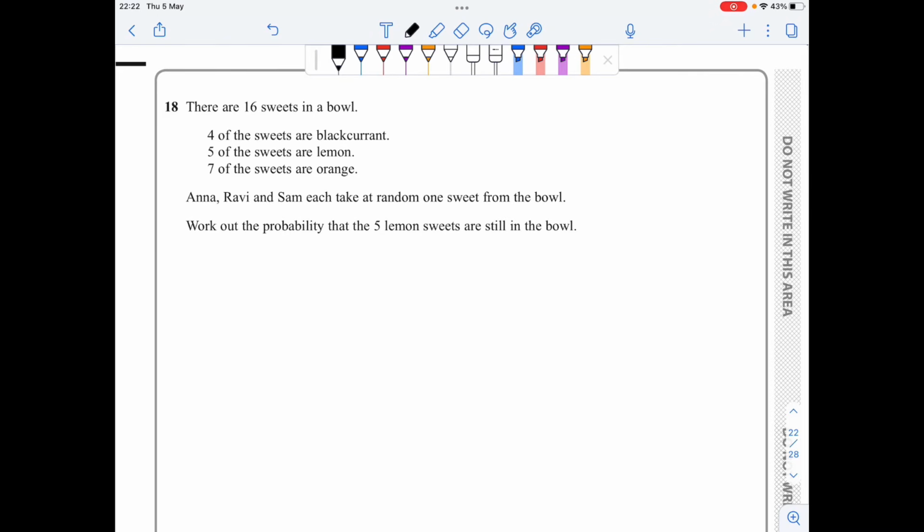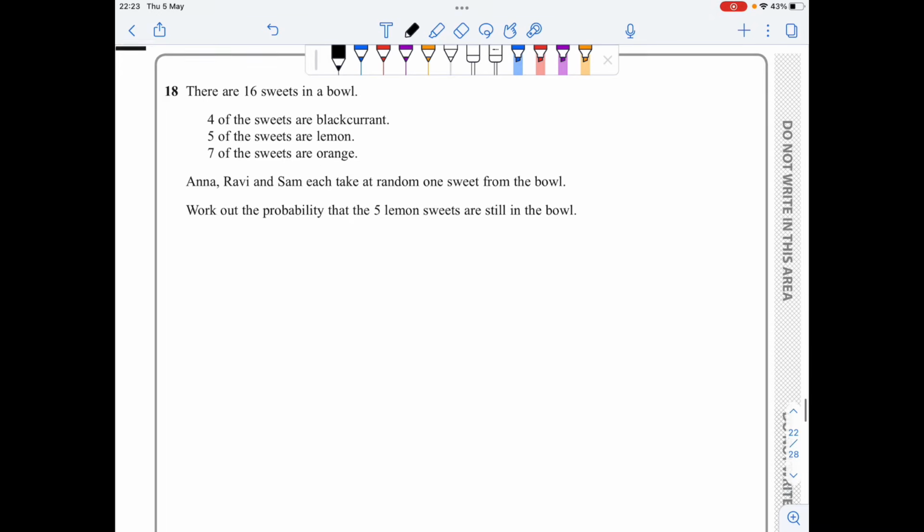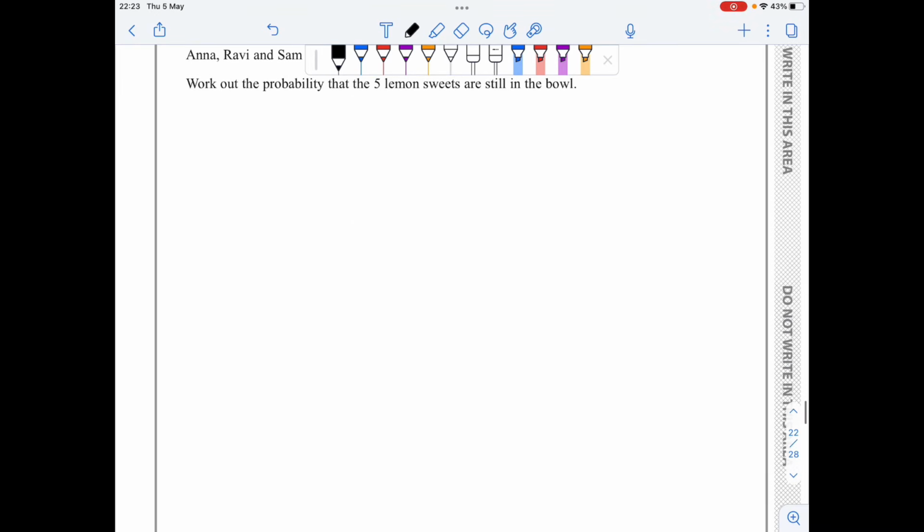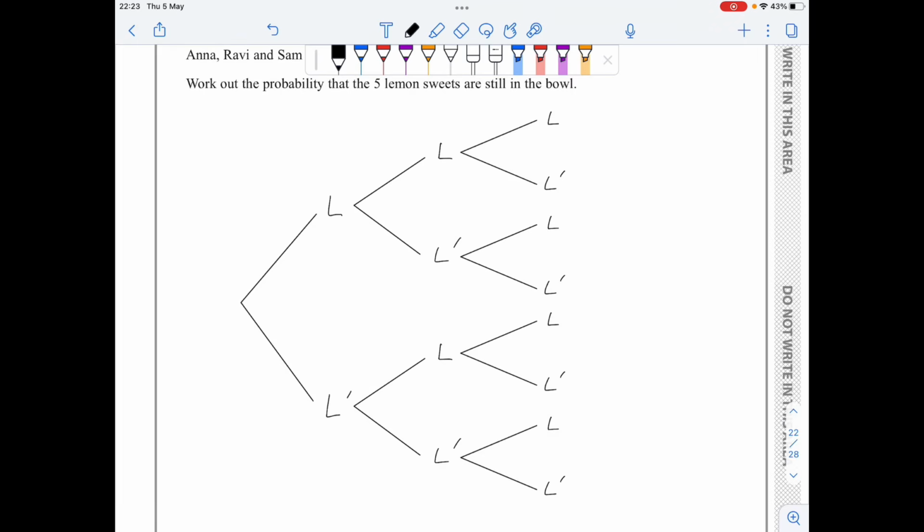For question 18, I've got 3 types of sweets, total of 16 sweets. 3 people are choosing at random, and I want the probability that after the 3 people choose one, the 5 lemon sweets are still in the bowl. Now let's think in terms of a tree diagram. I'm going to draw the tree diagram. You don't have to draw it, you can think about it. So this is how the tree diagram looks like.